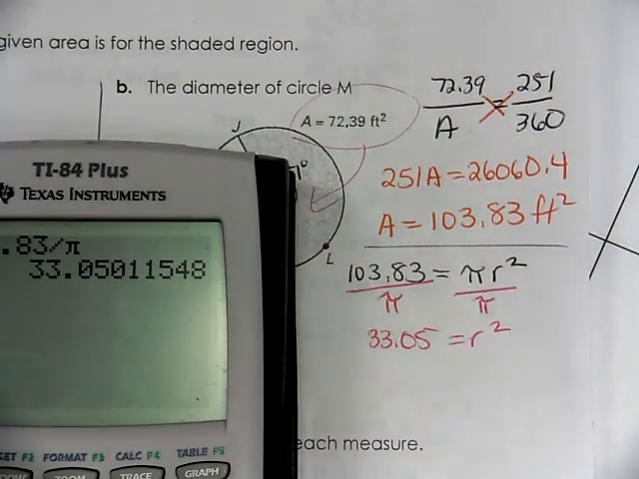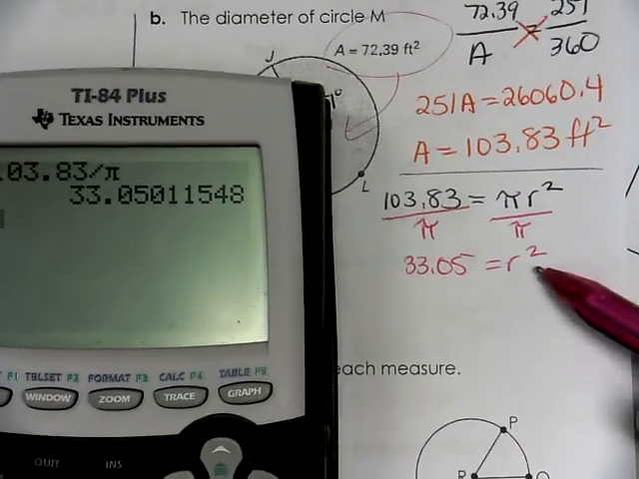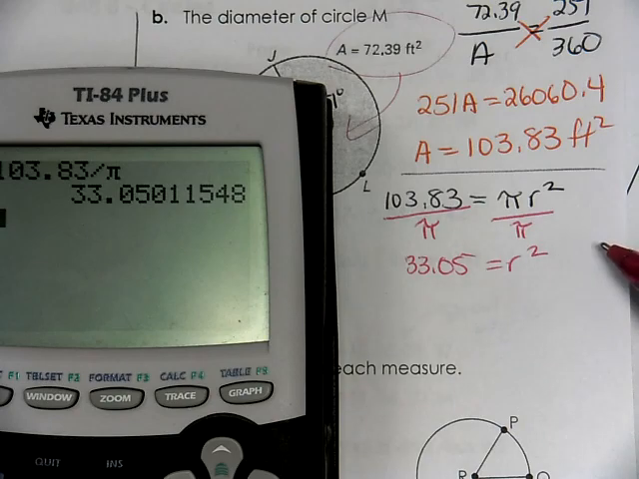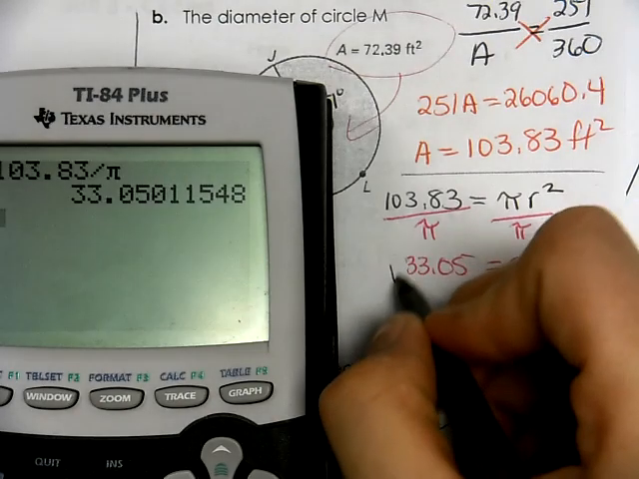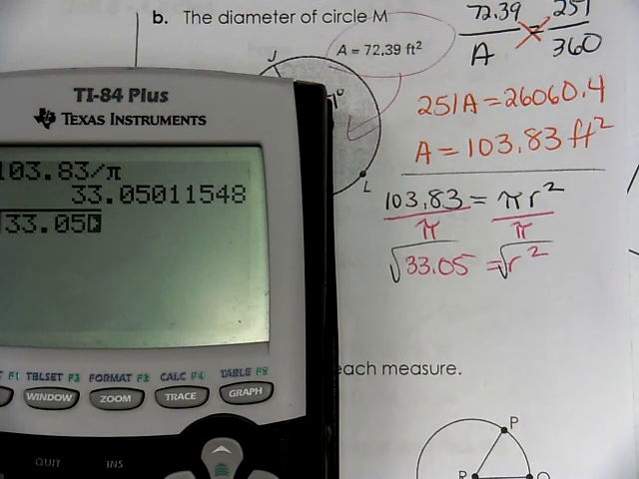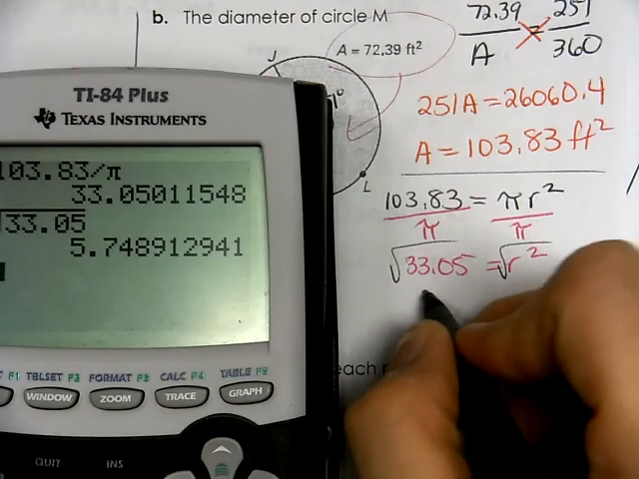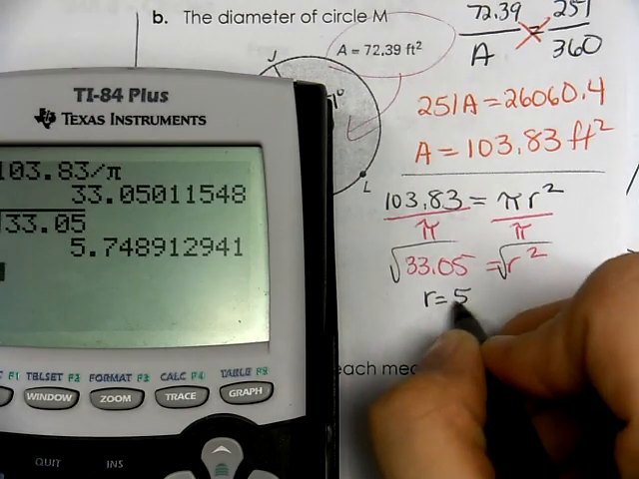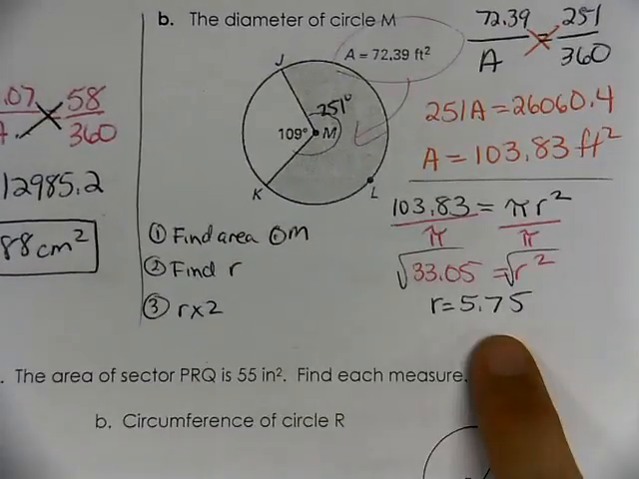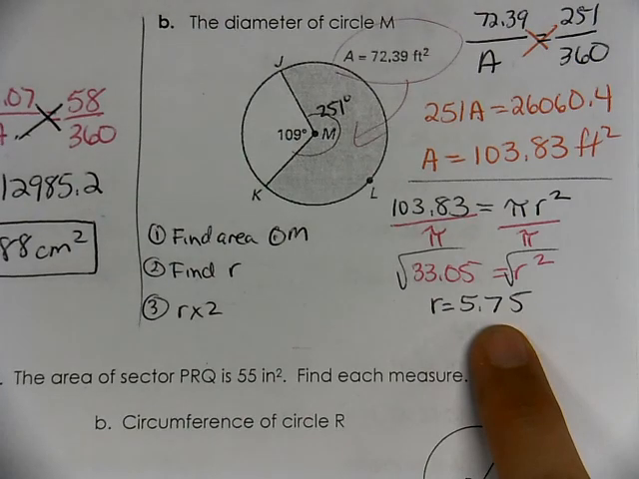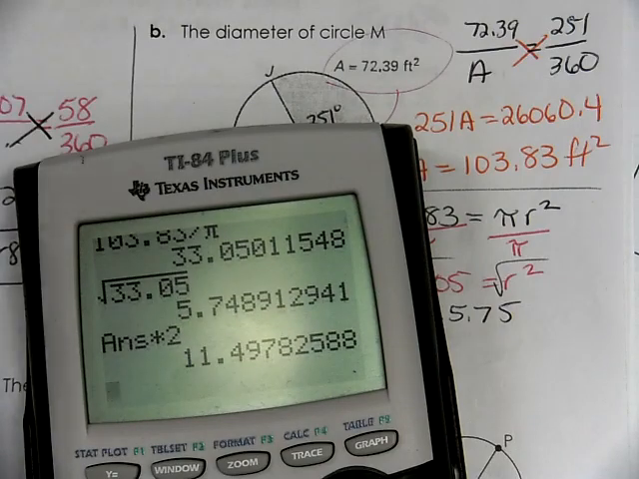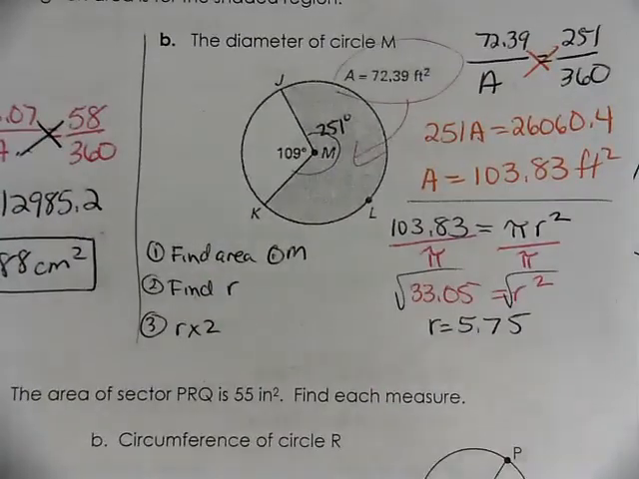33.05 equals r squared. A lot of you on that first quiz stopped here. But that's r squared, so what do I got to do? Square root. So square root of 33.05 is 5.75. So now I have the radius. To find the diameter, I just got to double it. So 11.5.